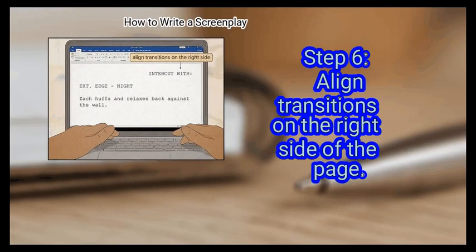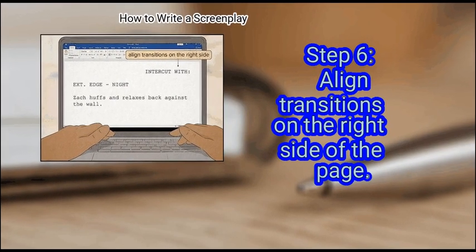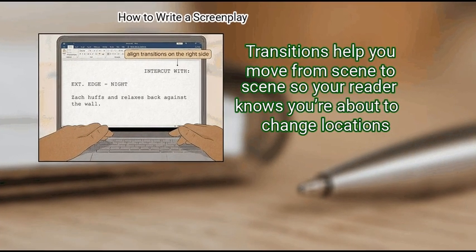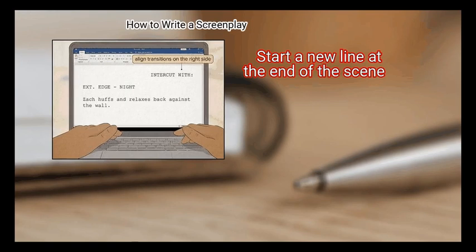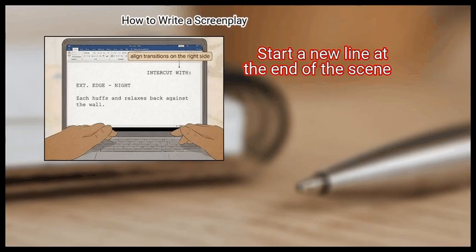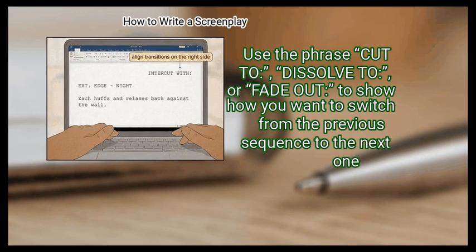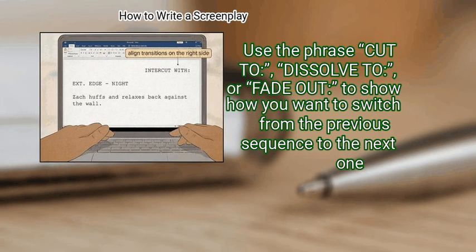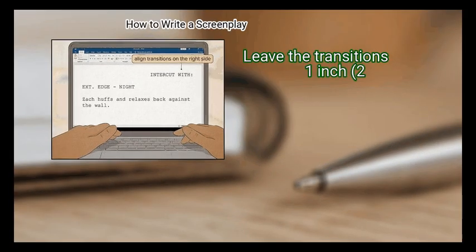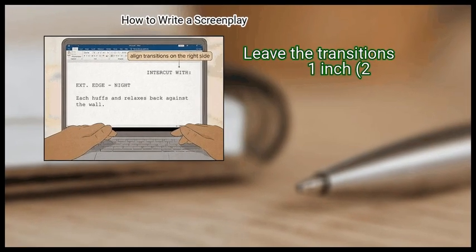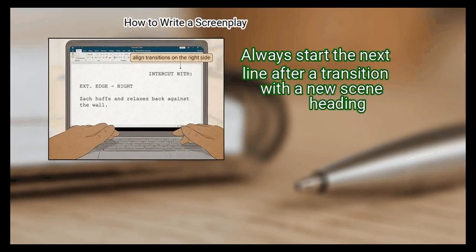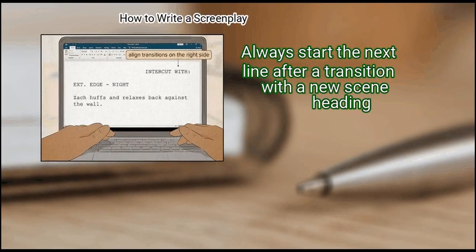Step 6. Align transitions on the right side of the page. Transitions help you move from scene to scene so your reader knows you're about to change locations. Start a new line at the end of the scene. Use the phrase "cut to," "dissolve to," or "fade out" to show how you want to switch from the previous sequence to the next one. Leave the transitions 1 inch, 2.5 centimeters from the right edge of the page. Always start the next line after a transition with a new scene heading.